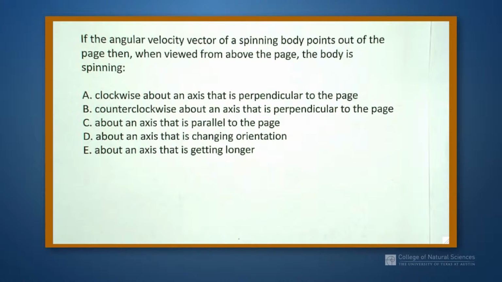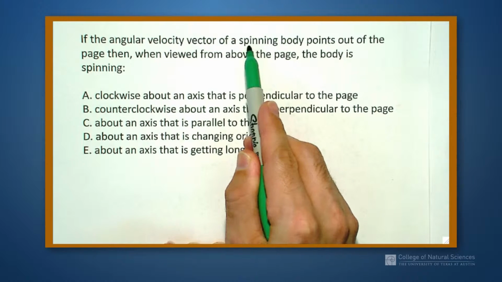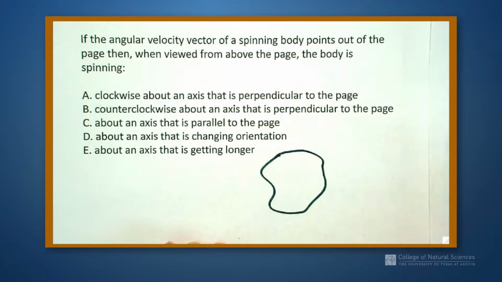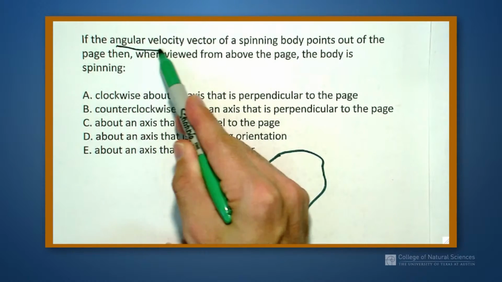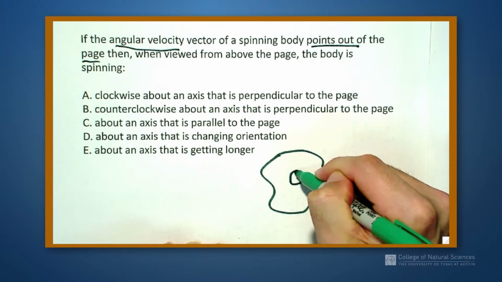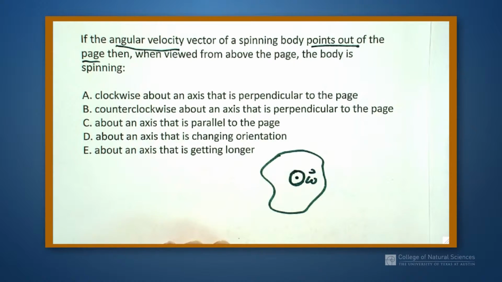If the angular velocity vector of a spinning body points out of the page, then when viewed from above the page, the body is spinning in what direction? So if I were to look at this and read this question again, it says that a spinning body, some object, is spinning and it has an angular velocity vector that points out of the page. Out of the page is normally represented by a circle and a dot. So my omega is pointing out of the page.